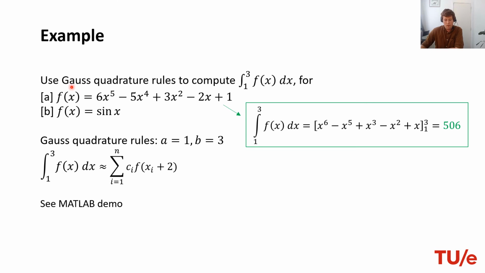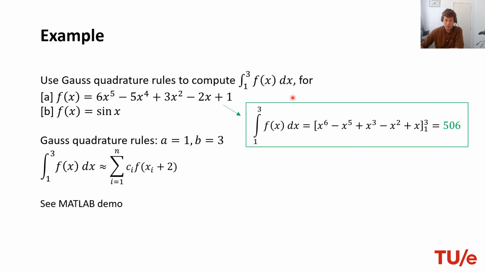Now, let's start with function a. So function a, well, that's a polynomial function. Polynomial functions, as we've mentioned many times in this lecture, are easy to integrate. You can check this for yourself, but it turns out that the exact value of this integral for this polynomial function is equal to 506.